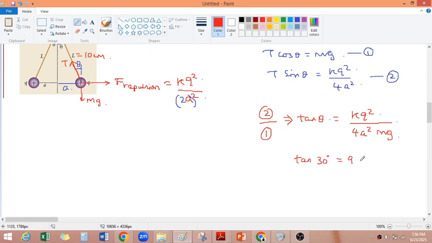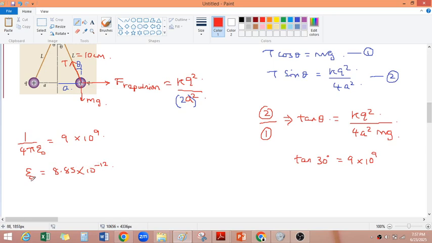K is 9 into 10 power 9. Have you studied it? Do you remember? Yes, sir. 1 by 4 pi epsilon naught is equal to 9 into 10 power 9. You have to remember this constant number. Okay, we will be using this often. If you want epsilon naught alone, I think it's 8.8 into 10 power minus 12 or something. Is that correct? Anybody remember? Yes, sir. 8.85 into 10 to the power minus 11. Minus 11 or minus 12? Yes, sir. 12, sir. 8.85 into 10 to the power minus 12.